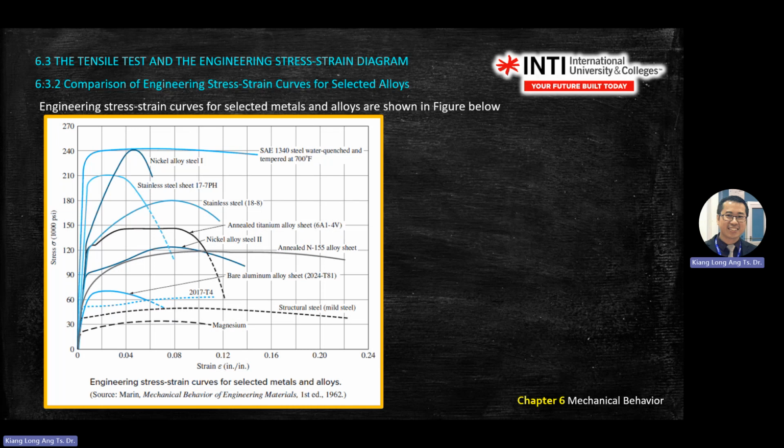So you have M1, M2, or E1, E2. Which gives you a lower value of Young's modulus? E2. So you can say nickel alloy is what? More what compared to SAE 1340? More brittle or more ductile? More brittle.